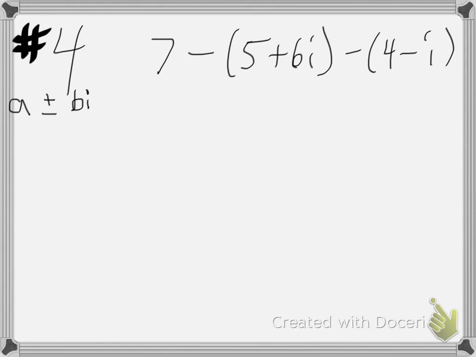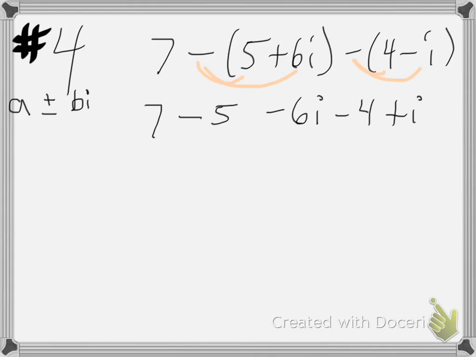And so if I do this, this negative sign is going to distribute to the 5 and the 6i, and this negative sign is going to distribute to the 4 and the negative i. So you get 7, doesn't change, minus 5 minus 6i. Actually, that 5i is wrong. It's just 5. Okay? And then we're going to get minus 4 plus i.